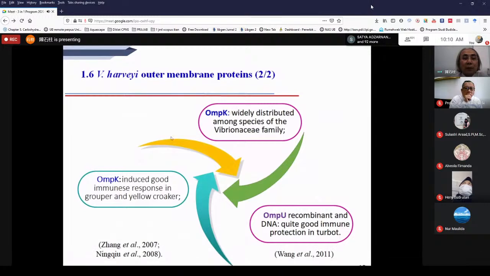So we chose two different kinds of outer membrane protein. One is OmpK, widely distributed among the species of Vibrio. We have mentioned before, the major pathogens are Vibrio alginolyticus, Vibrio parahaemolyticus, and Vibrio harveyi. Most of the three of them have outer membrane protein K. It induces a good immune response in grouper and yellow croaker, with publications in international journals. How about OmpU? It is a recombinant DNA, and it gives a quite good immune response in turbot. So why did we choose OmpK and OmpU as outer membrane proteins to clone and express, using the E. coli system, then purify and inject into the fish to measure their immune response.